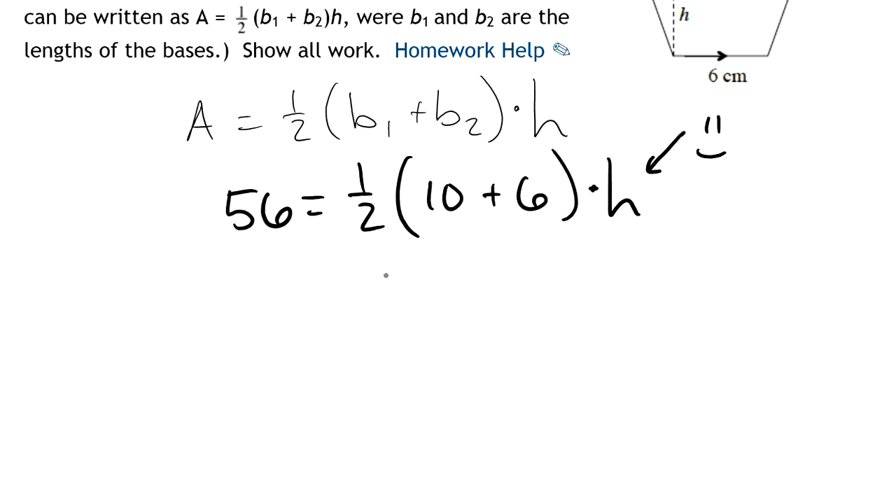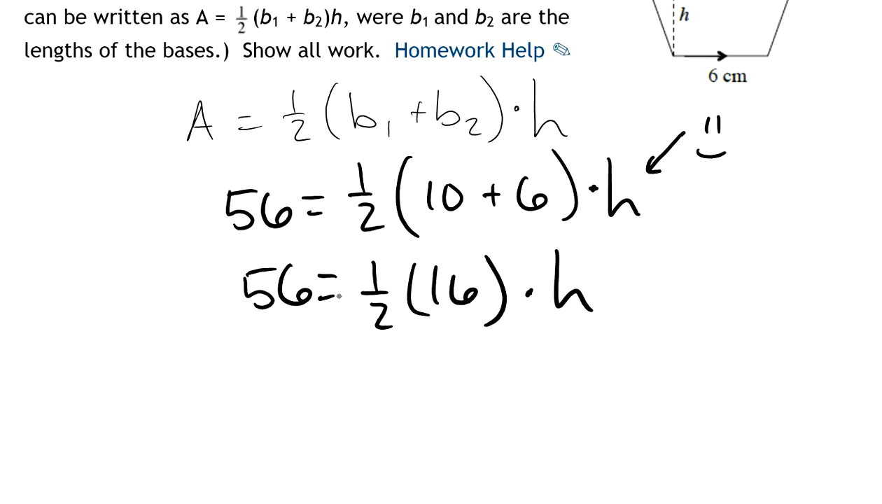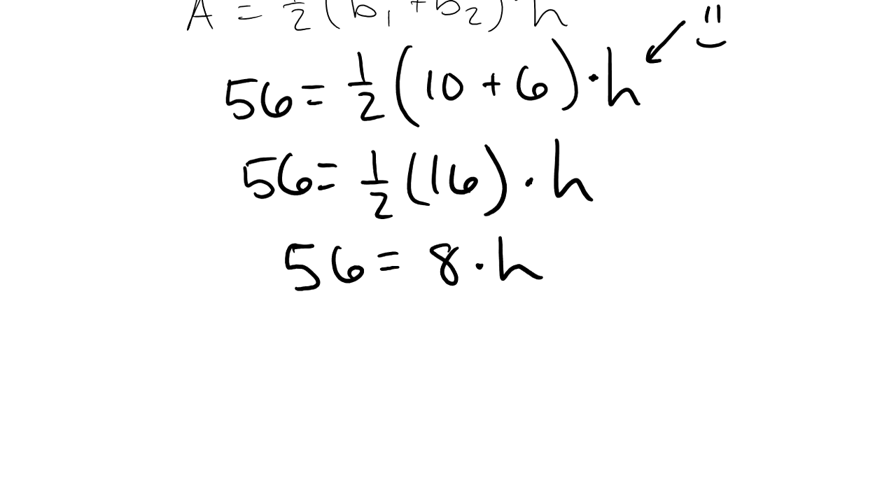10 plus 6 is 16. So over on the right hand side, I've got 1/2 of the number 16, and I'm multiplying that by the height. And over here I have 56. 1/2 of 16 is 8. So I have 8 times the height is 56. So if I divide both sides of this by 8, I get 56 over 8 is the height.